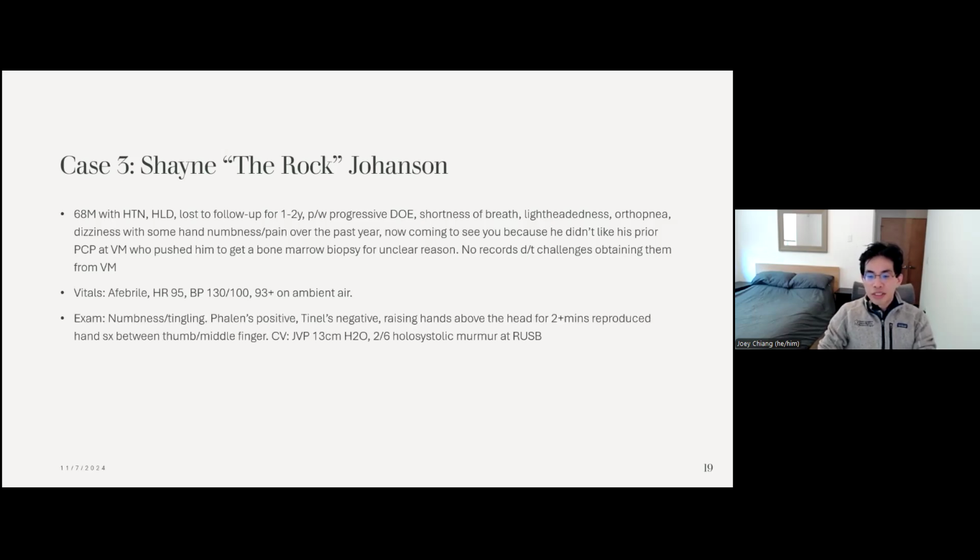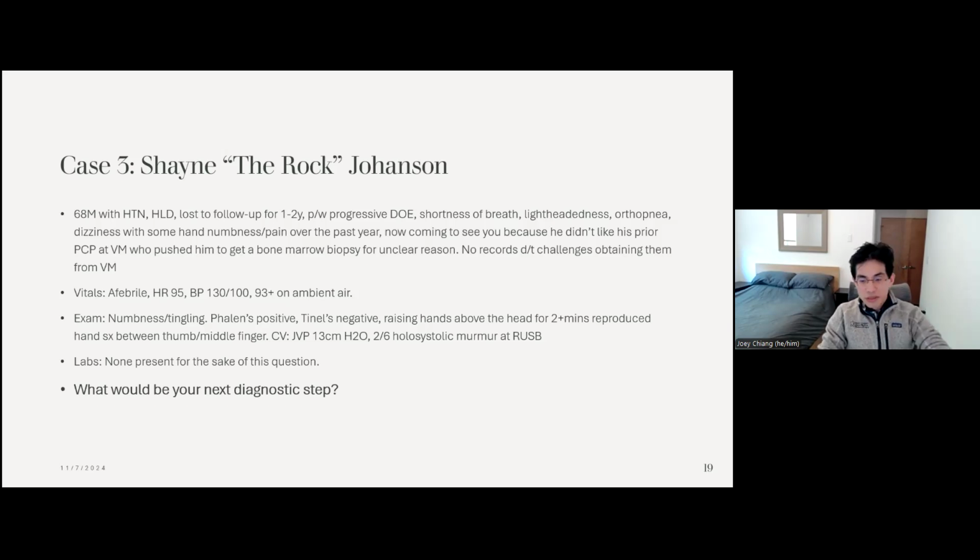He did have some numbness or tingling. His Phalen's was positive. Tinel's was negative. Maybe you didn't use a reflex hammer or something of the sort. Raising his hands above his head for about 2 minutes reproduced hand symptoms between his thumb and middle finger. As far as his cardiovascular exam, his JVP was a little bit elevated, has a holosystolic murmur at his right upper sternal border. Labs, we don't have any for the sake of this question. And what would be your next diagnostic step for this gentleman? What would you want to get?